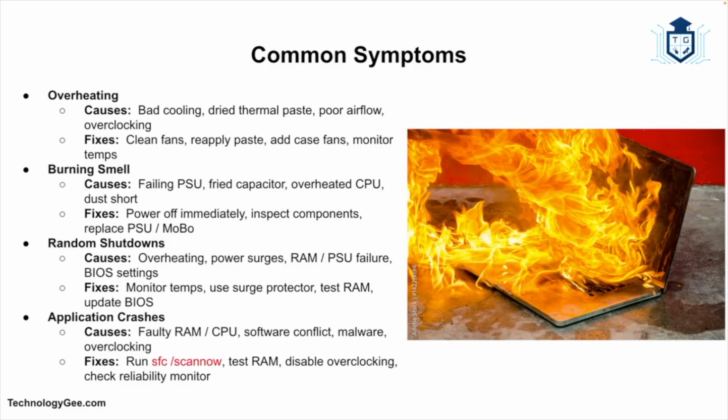And how do you fix this? You want to run the SFC /scannow command or DISM on Windows. You want to test the RAM by using MemTest86. You want to disable the overclocking. And you want to check the reliability monitor in Windows. Now, if only one application is crashing, then this might just be the software. However, if you have a bunch of applications crashing, then this could be your hardware.